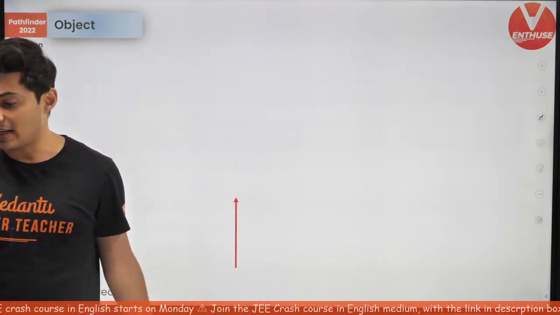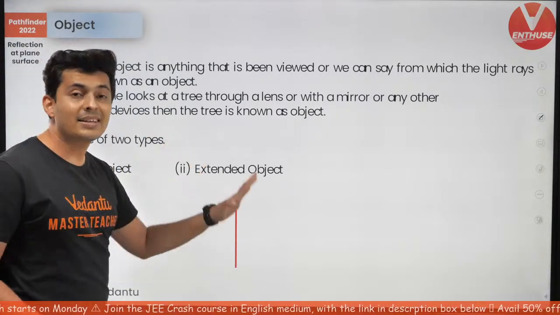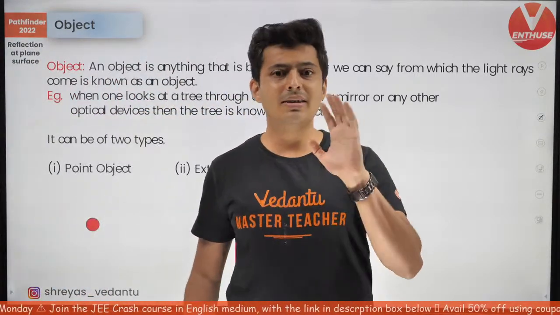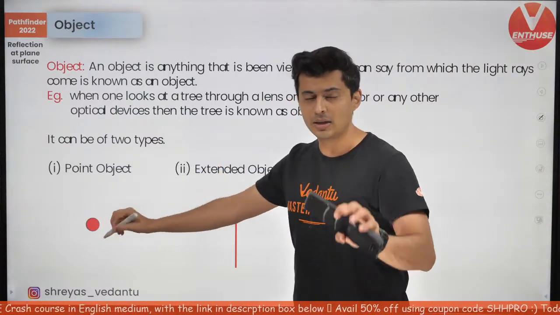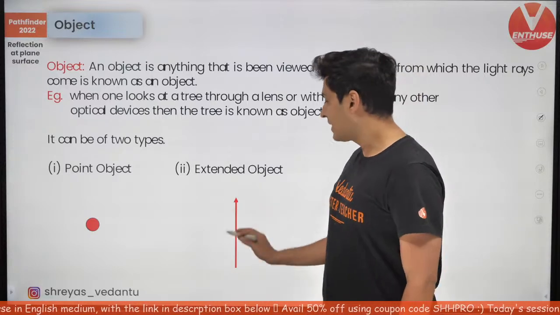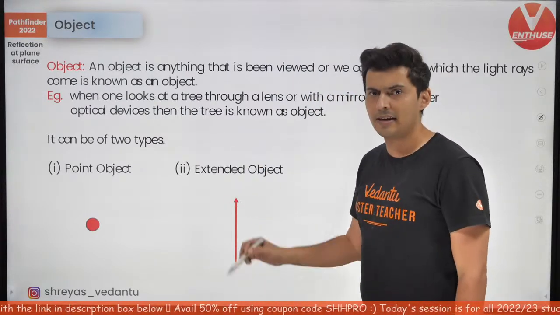Okay, next, object. Different types of objects that you need to know about. Number one, point object. Number two, extended object. What's the difference between the two? Most of the times, a point object is shown like a dot or a small circle. An extended object is generally shown with an arrow mark with a ray-like symbol.